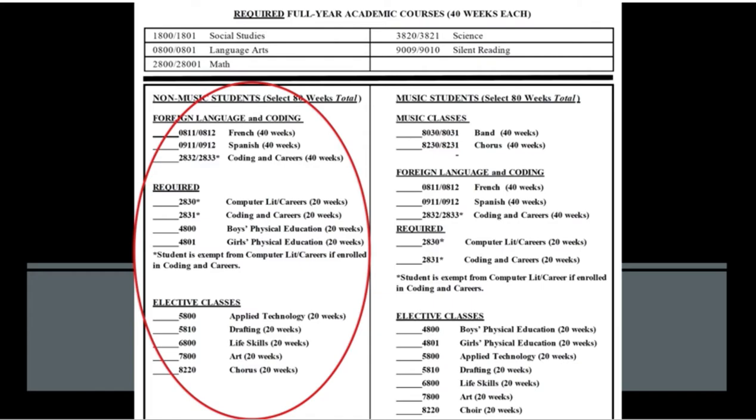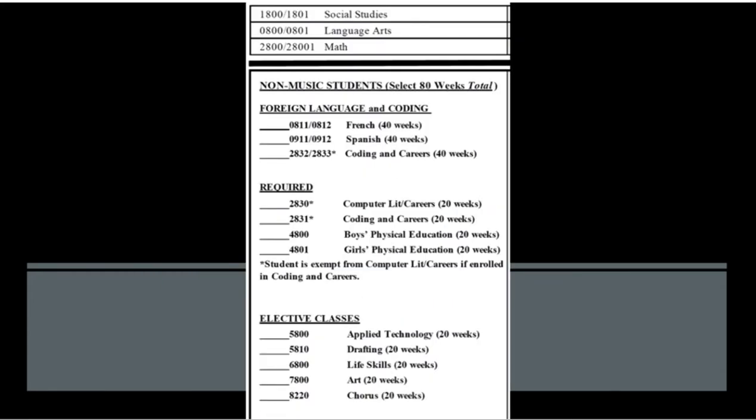Now, when you look at the registration form, you're going to see that you're going to select 80 weeks total of electives. So don't make any selections yet. I'm going to go over your options in a minute. But when you've completed the form, just know that the classes you placed a check mark by will add up to 80 weeks. But again, don't make any selections yet. I'm going to go over what your options are.